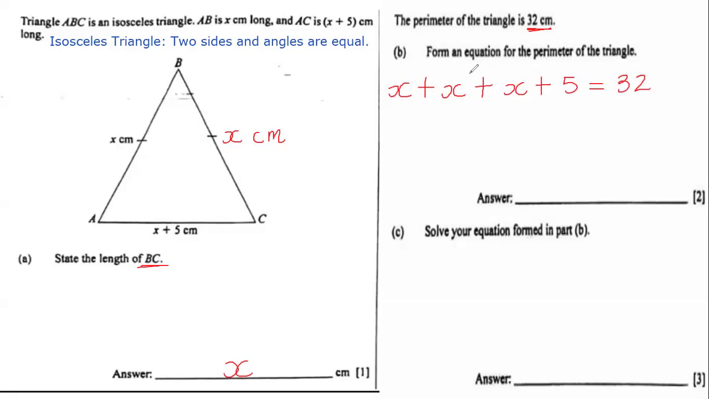You just want the equation. I mean, we could simplify it. And that's what we should do. Let's simplify it. What is X plus X plus X? What is that going to be? 3X. Very good. It's going to be 3X plus 5 is going to be equal to 32.